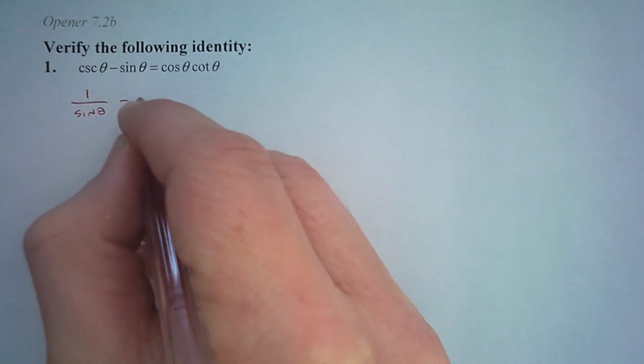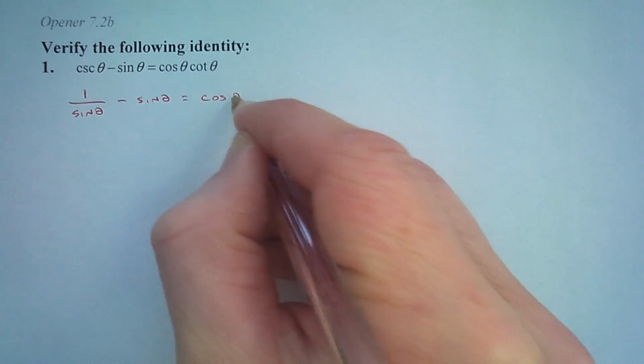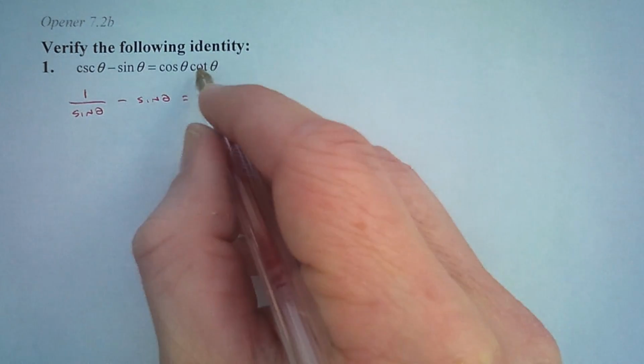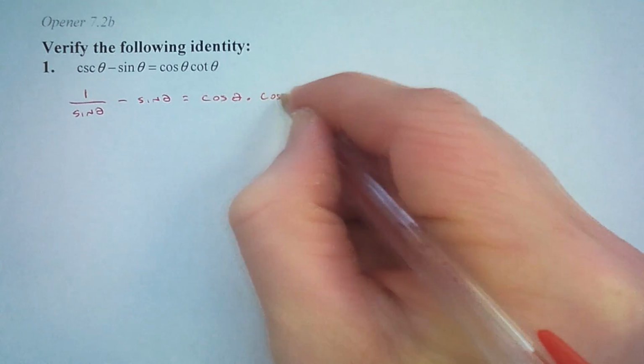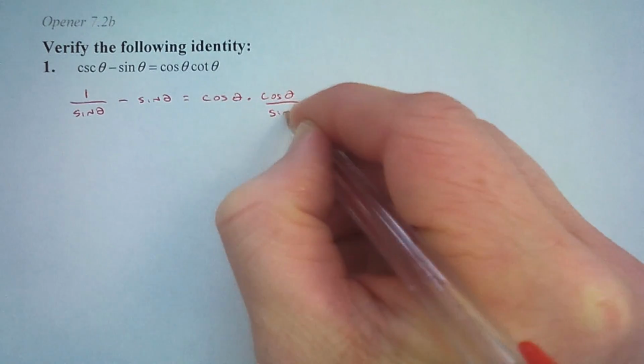So cosecant we can change. Cosecant is the reciprocal of sine, so cosecant theta is 1 over sine theta. Minus sine theta equals cosine theta times, and then cotangent theta is the reciprocal of tangent, so it's cosine theta over sine theta.